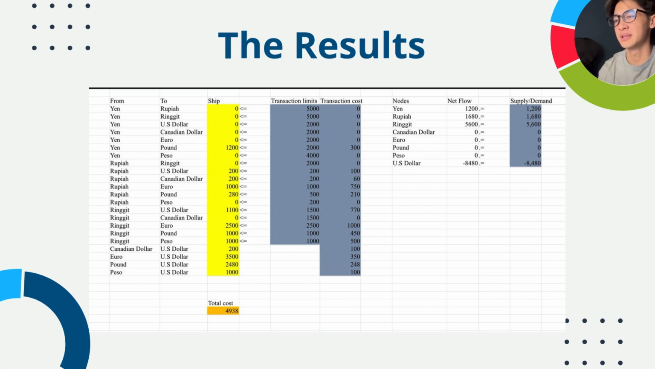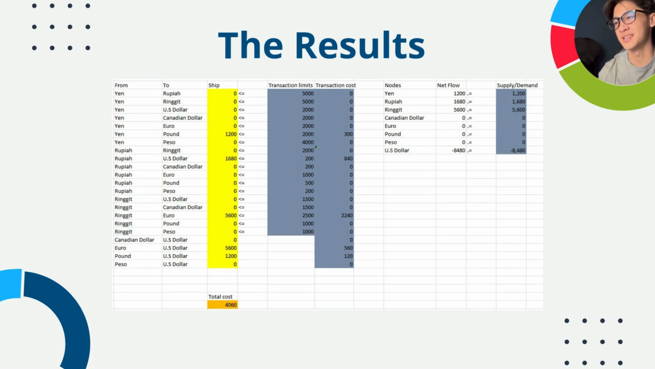So for question B, running our minimum cost flow model, the lowest possible cost that the company can attain is $4,938,000. We acquired this number by transacting the yen into pounds, transacting the rupiah into US dollar, Canadian dollar, euro, and pounds, transacting the ringgit into US dollars, euro, pounds, and pesos, and finally transacting the remaining currencies of Canadian dollars, pounds, euros, and pesos into dollars.